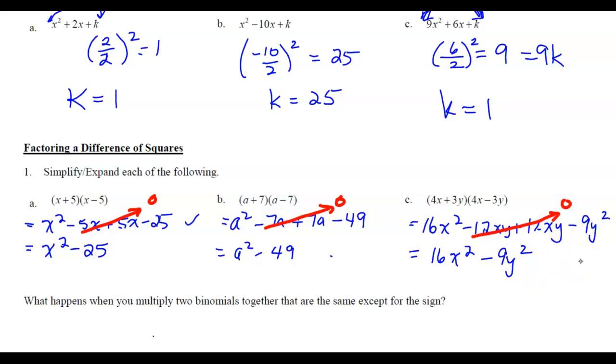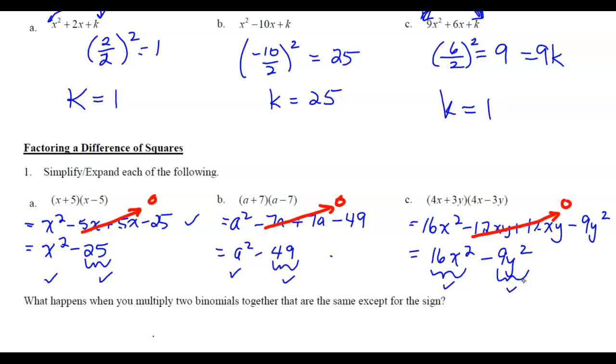Take a look at each of these terms. This x squared is a perfect square. Just the 25, without the subtraction, is a perfect square. a squared is a perfect square. Just the 49, without the minus, is a perfect square. 16x squared is a perfect square. 9y squared without the minus is a perfect square. So whatever we get here, we call a difference of perfect squares. Difference means subtracting perfect squares, right? So those are what our result is.